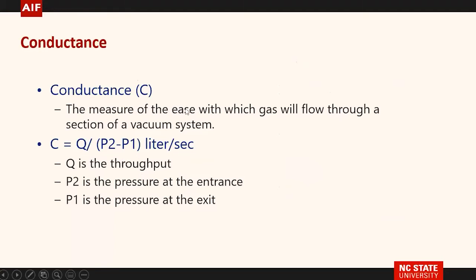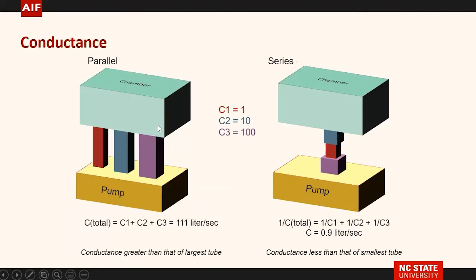Now this gets into the design of your system. Conductance is how easily you can pump the gas out of a system. And if you look at this diagram, imagine you have a chamber and a pump. You've got three different tubes with conductance of 1, 10, or 100 liters per second. Conductance is greater than that of the largest tube. Now let's put them in series. The conductance is less than that of the smallest tube. In your vacuum design, you really don't want to have constrictions or a lot of twists and turns if you can avoid it. It just makes it harder to pump out your system.